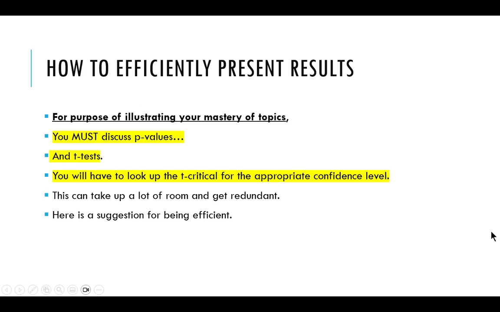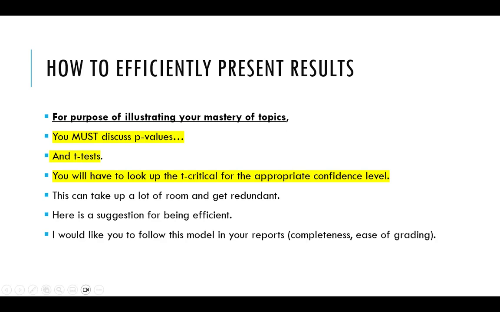So here is a suggestion for being efficient, and I would like you to follow this model in your report for 2 reasons. One, completeness. It'll make sure that you have done what you need to do, but also ease of grading. Now, what I don't want you to do is literally take this language so that everyone has the exact same language, but you get the idea.